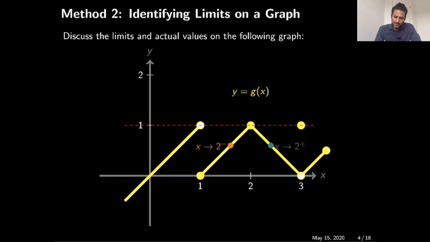Here in the second, if I'm approaching 2 from the left, the graph of the function is approaching 1.